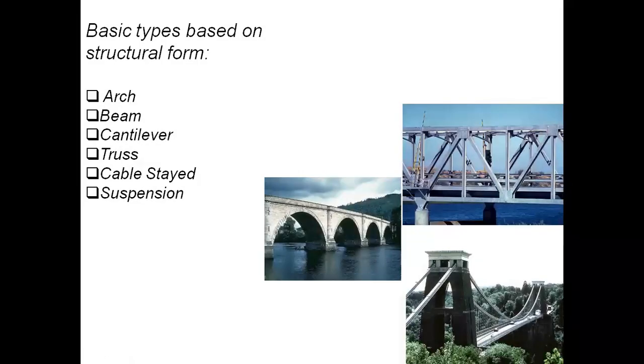And see, based on structural form, this is an arch bridge. Why? Because the bridge is in the form of an arch action. And this is a cable stayed bridge, where the complete bridge is suspended with the cables. And this is a steel truss bridge, which is connected with the rivets and all. So these are the different structural forms of the bridges.